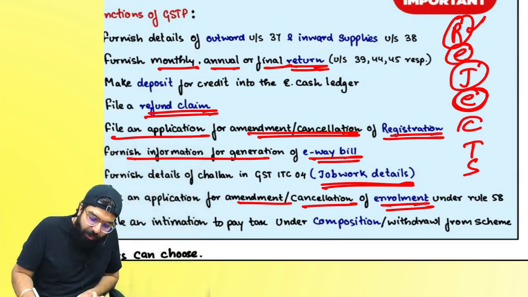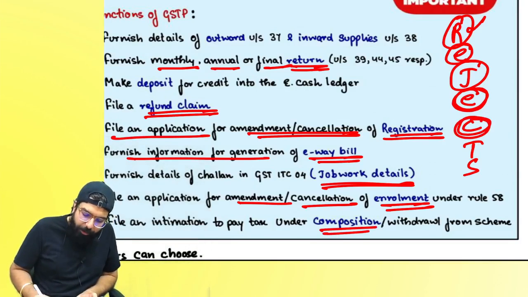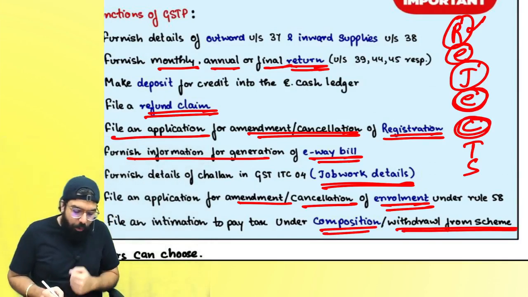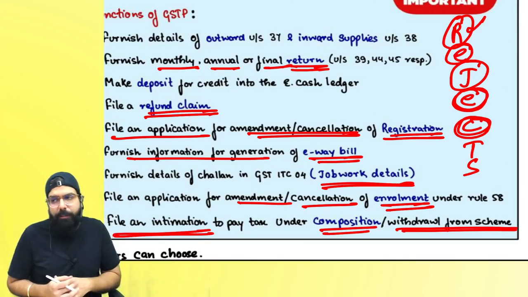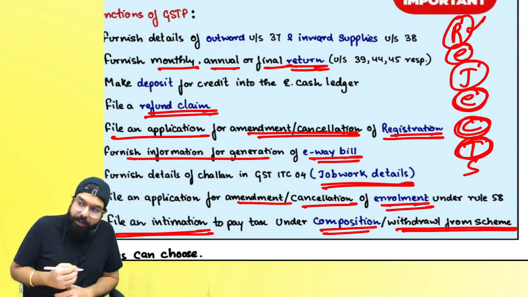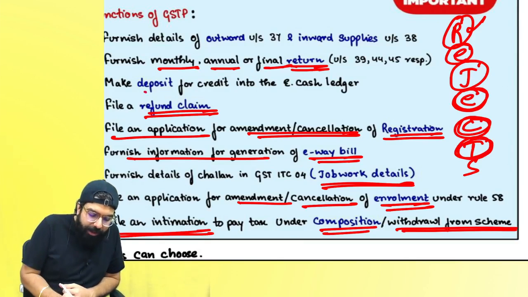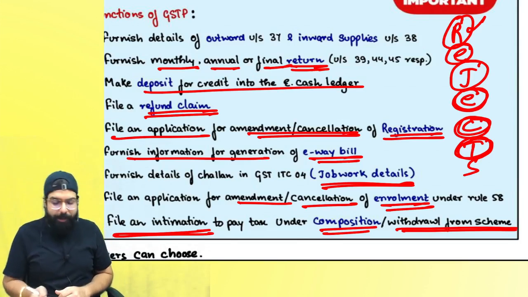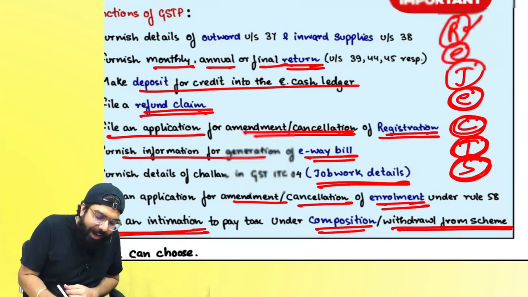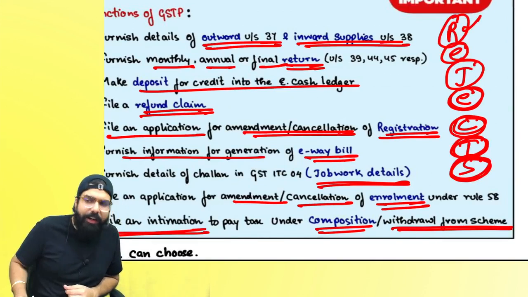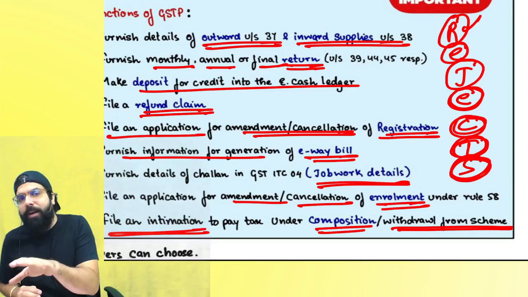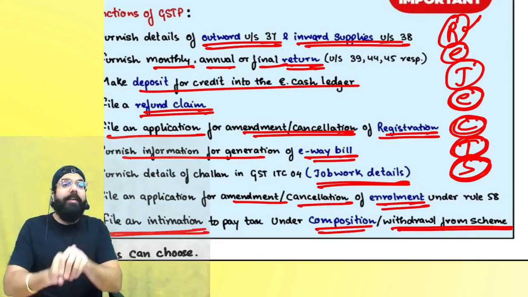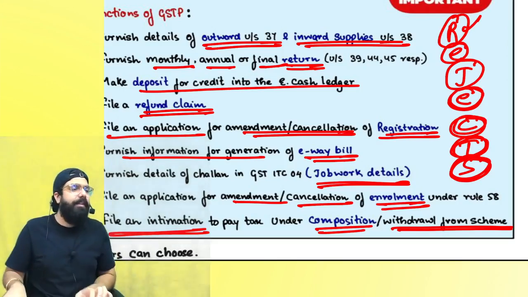Then, C for composition, to go into composition and to come out of composition, you have to file CMP 02 and CMP 04. Those filing of intimation can also be done by a GST practitioner. T for tax depositing in the e-cash ledger also can be done by a GST practitioner. And S for supplies, outward supplies and inward supplies details can be furnished by a GST practitioner. However, inward supplies details are GSTR 2, which is currently not going, and hence outward supplies details can be furnished by a GST practitioner.